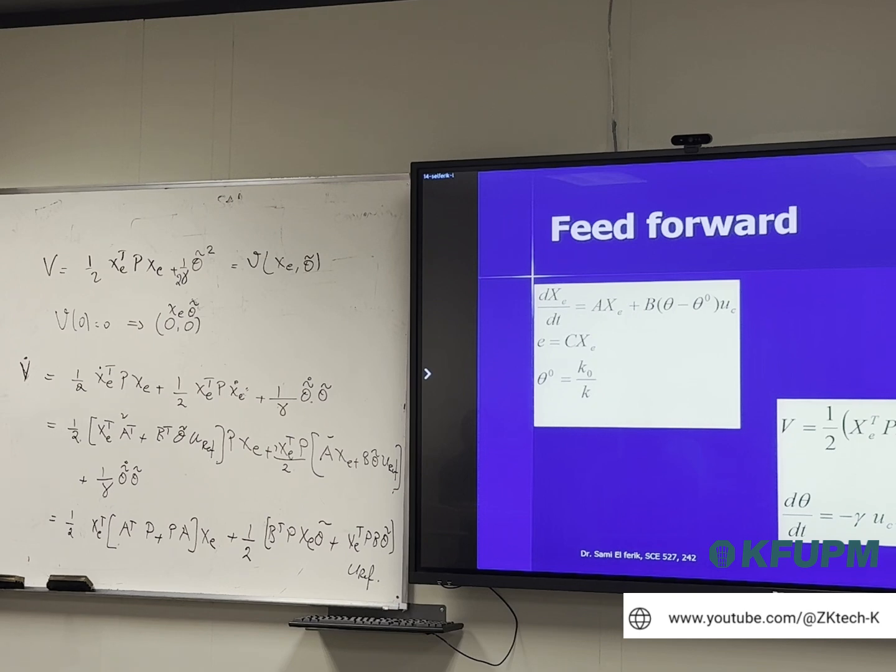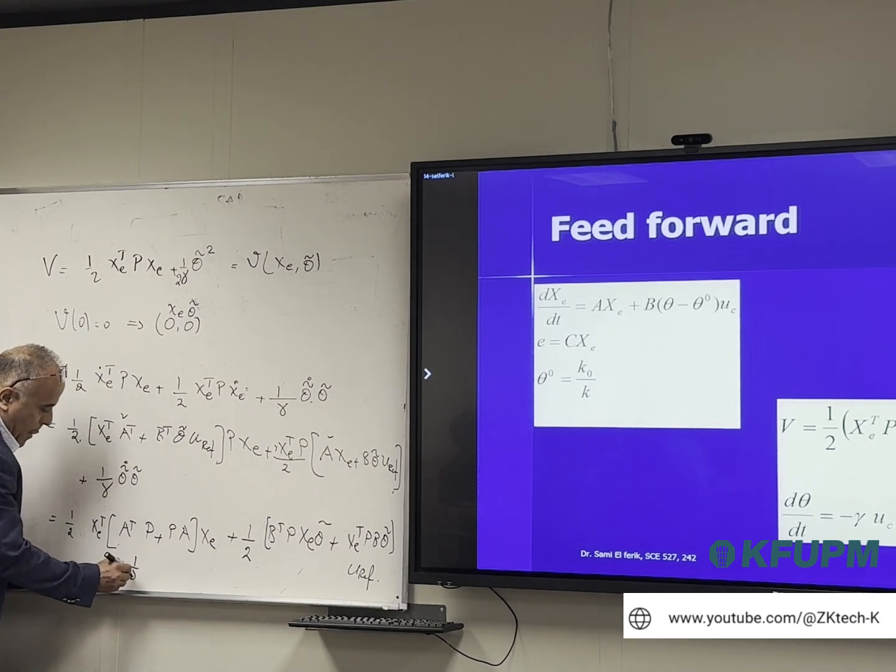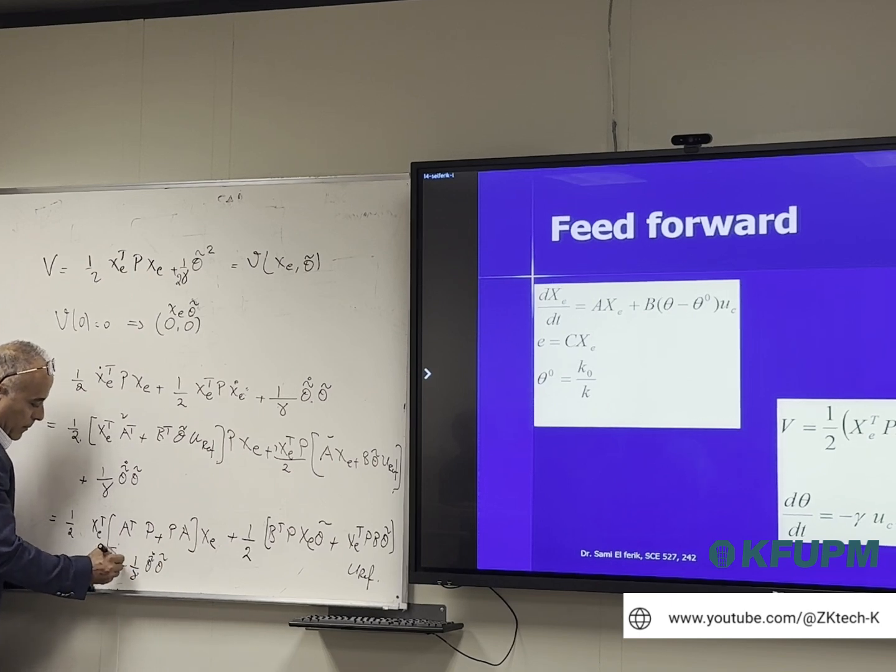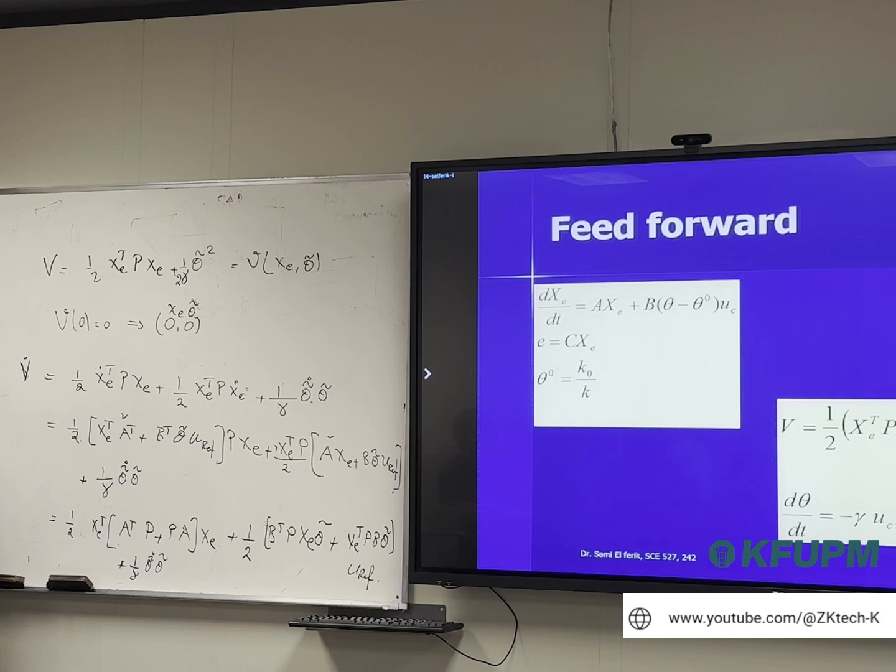Plus 1 over gamma. Yeah, we did that. Yeah, plus 1 over gamma. But these terms are correct. Plus 1 over gamma multiplied by theta tilde prime multiplied by theta tilde. You agree with this? Yes.